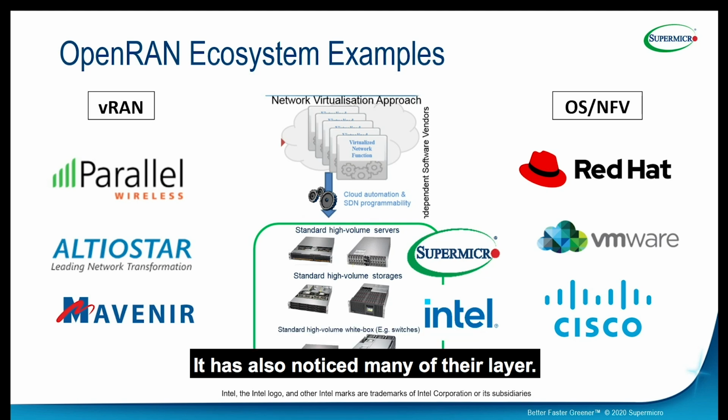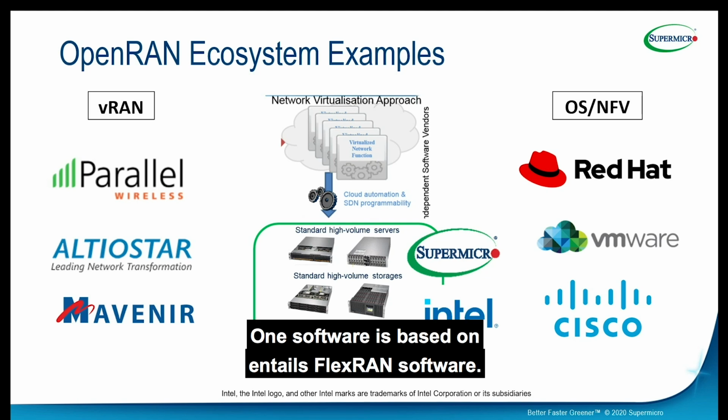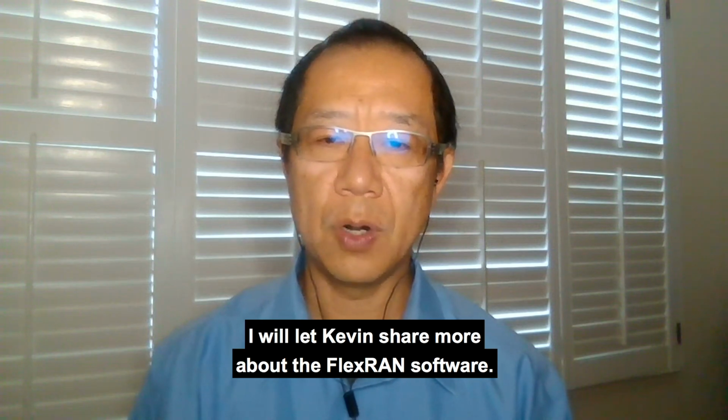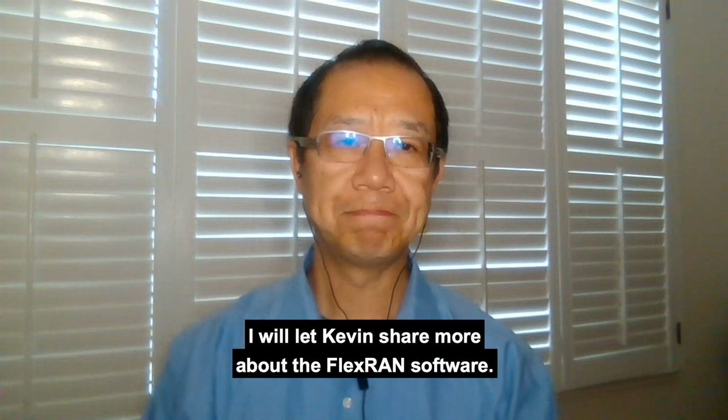It is also noticeable that many of their layer 1 software is based on Intel's FlexRAN software. I would let Kevin share more about the FlexRAN software. Thank you, Yaming. And Kevin, many of the early 5G network deployments are based on Intel's FlexRAN software. Can you explain how FlexRAN handles the L1 processing for 5G NR?